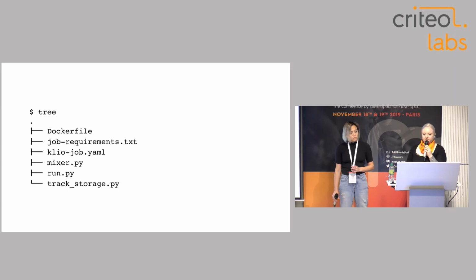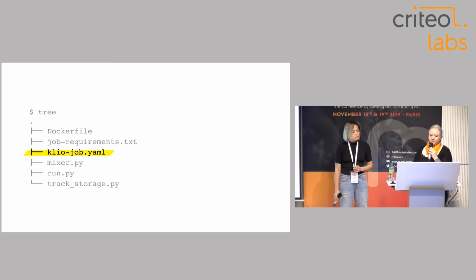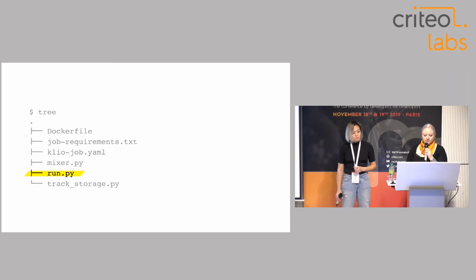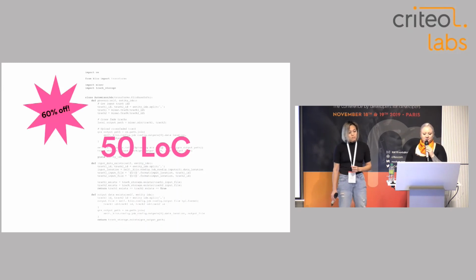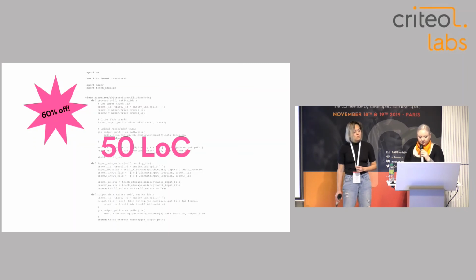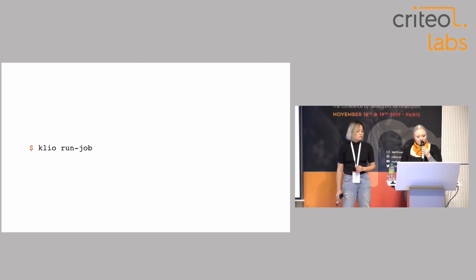So there's not much different in terms of the anatomy of the job when looking at the directory structure. We do have a new file, one that contains pipeline configuration. And then if we look at run.py, we can see that it is a lot smaller, only 50 lines of code, where Clio essentially abstracts away boilerplate code and configuration for the user. And then, well, it's a lot simpler to run as well. There's no need to worry about differing Python environments or remembering all those Docker flags.